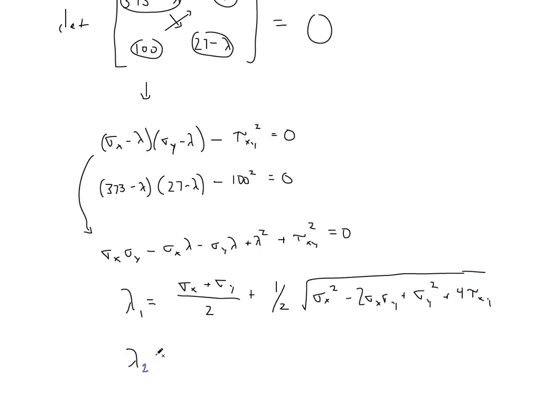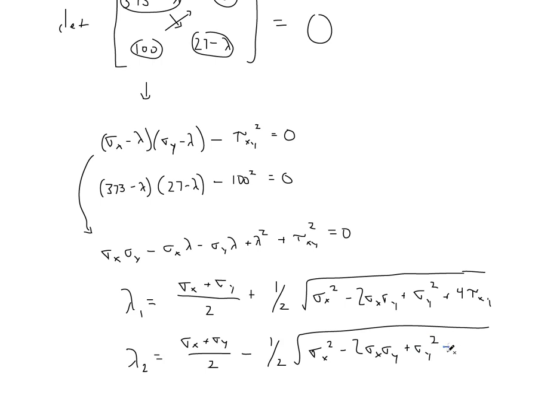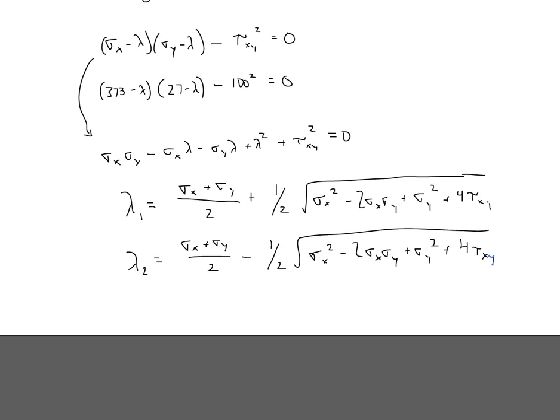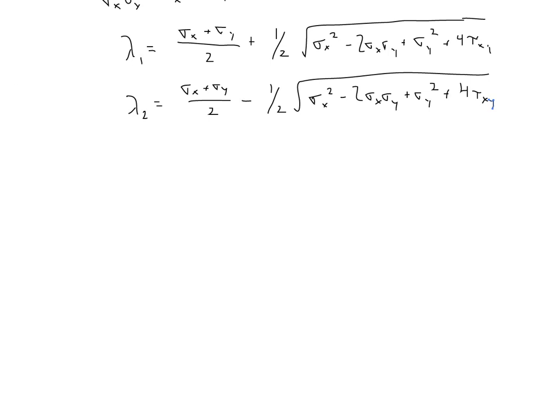And then the alternative solution, which is just the mirror of this, sigma x plus sigma y divided by 2 minus 1/2 the square root of sigma x squared minus 2 sigma x sigma y plus sigma y squared plus 4 tau xy, and rewritten it can actually be written as an equation, which some of you will recognize and groan at because it was on your first equation sheet, but we hadn't covered it in great detail yet.